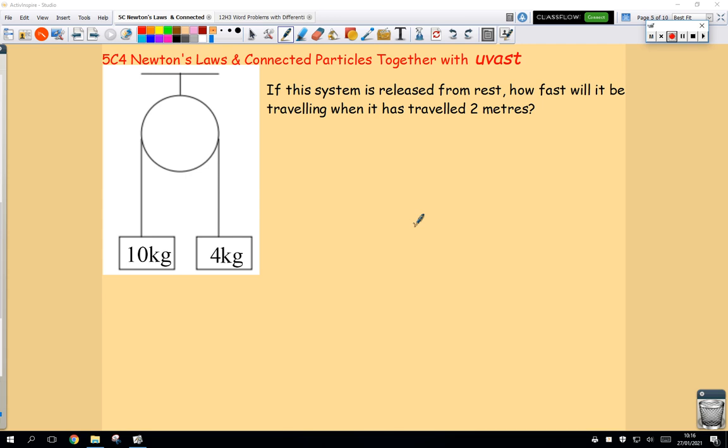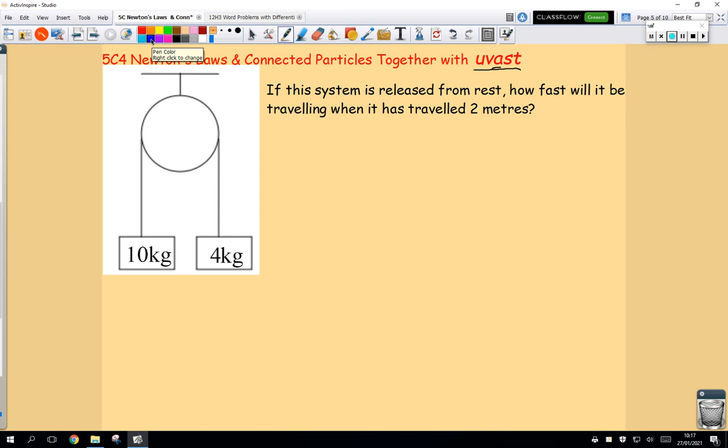Okay, in this lesson I want to look at Newton's laws and connected particles, using what we've learned already together with our master equations of kinematics, our UVAST equations. Remember, one thing that's important about the master equations is they all rely on a being constant. If a is not constant, then those master equations of kinematics are useless. So they're all based on a constant a.